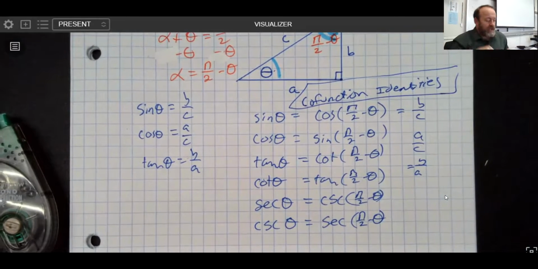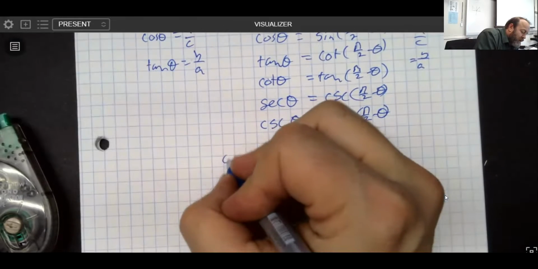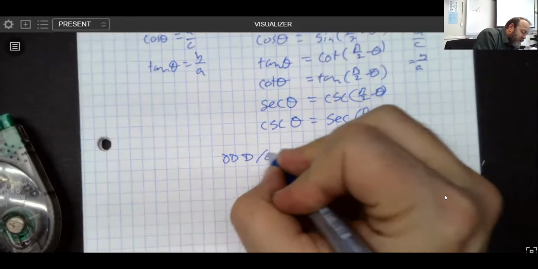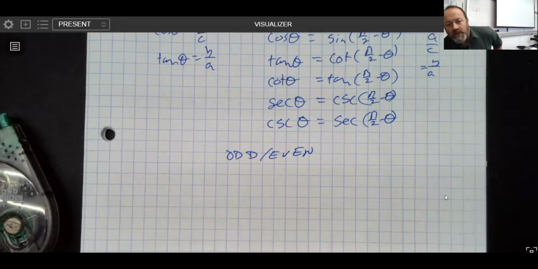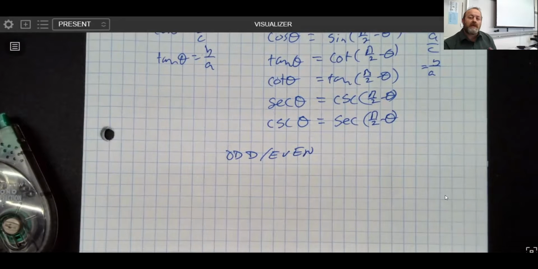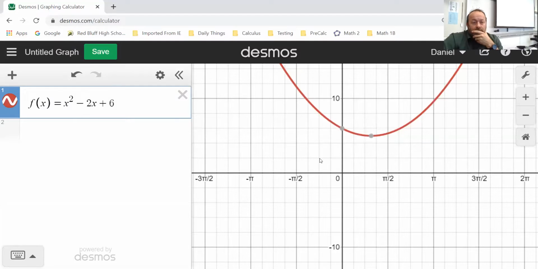Our second little identity set that I'd like to develop with you is a little bit of an idea about odd versus even. And as it turns out, when we go through all of the trig functions, every trig function is going to be one or the other. It's either going to be odd or it's going to be even. So I'm going to go ahead and pull up Desmos here real quick just to remind you of something.